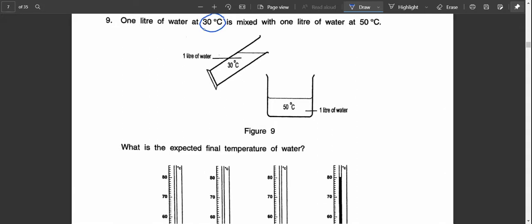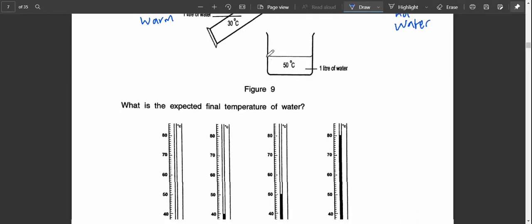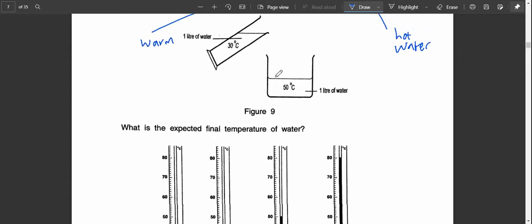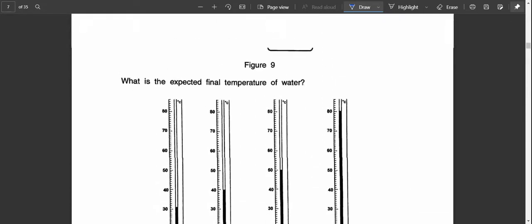30 degrees Celsius is warm water. 50 degrees Celsius is hot water. You have to visualize this. Imagine you have a liter of hot water here and you added some warm water. So you expect the temperature to decrease a little bit. You don't actually add the number and divide by 2 because that's not how it works. So the approximate temperature will be this 50 degrees will become slightly less.